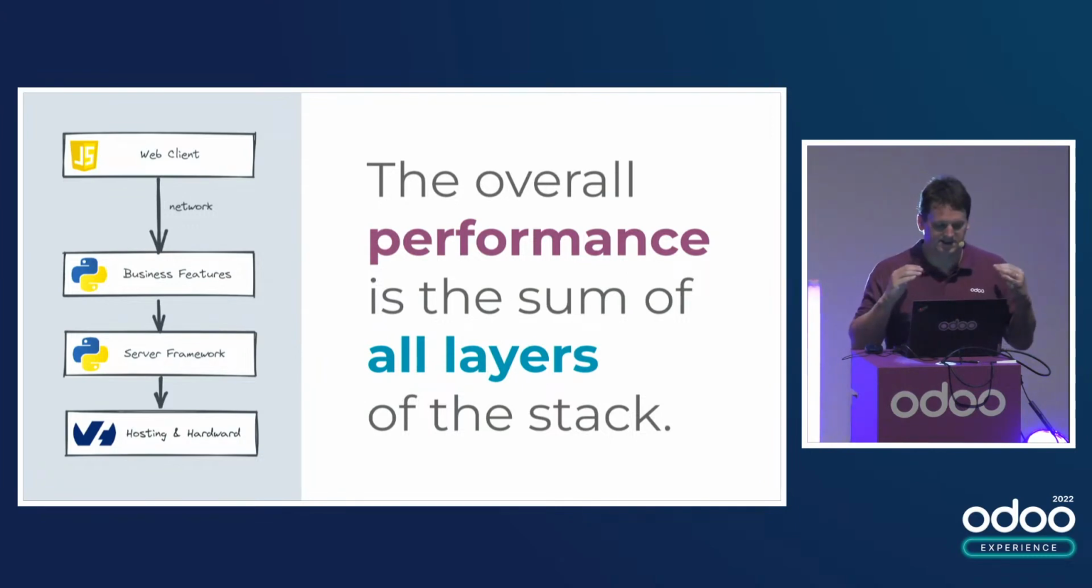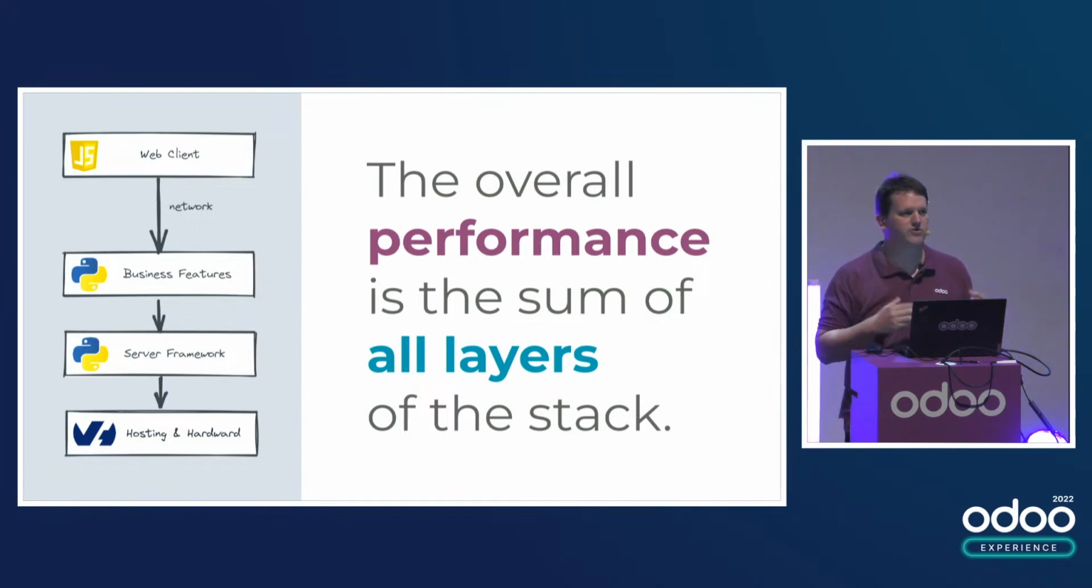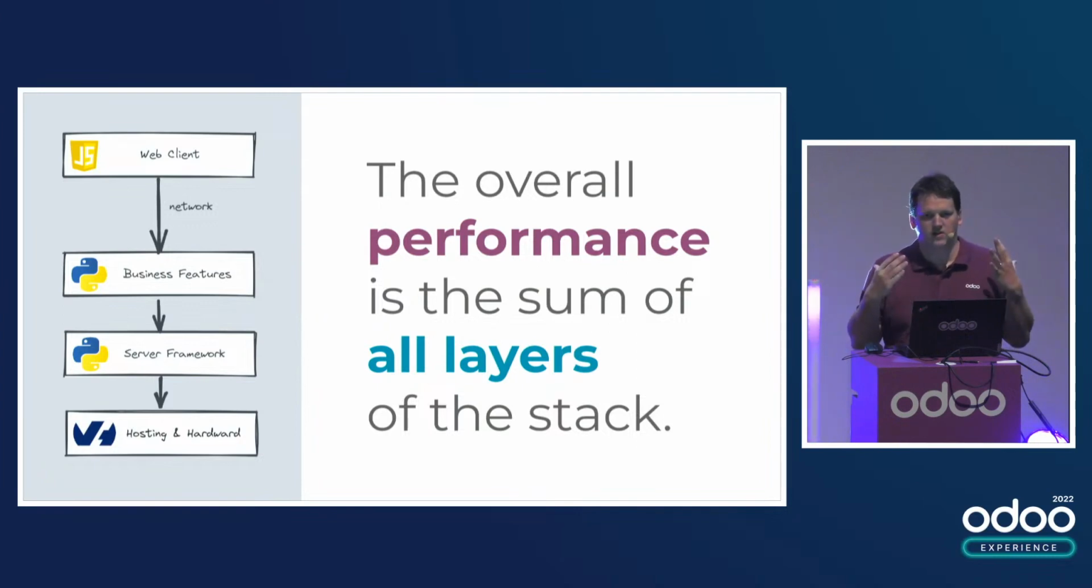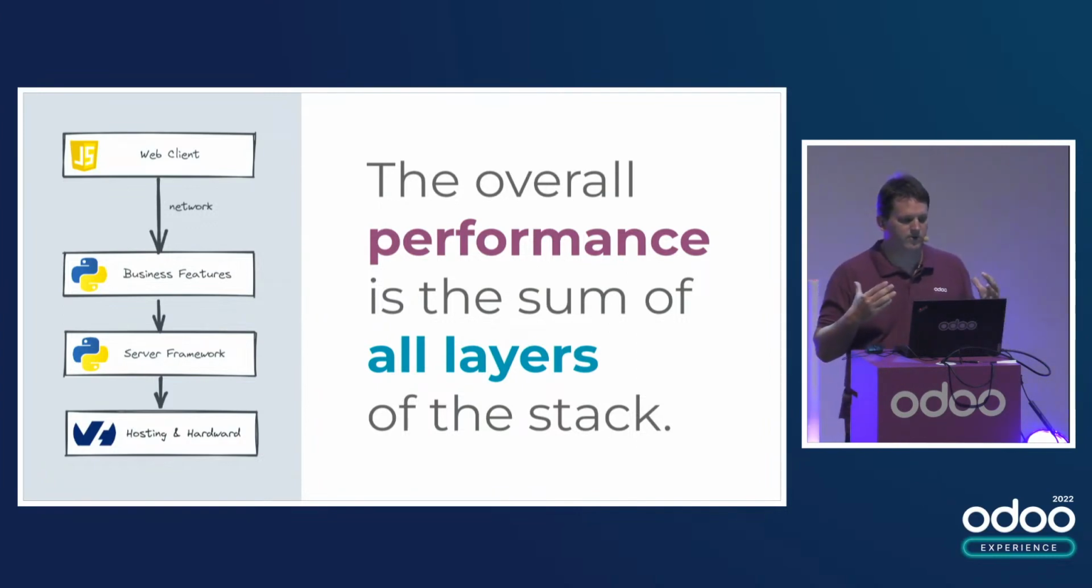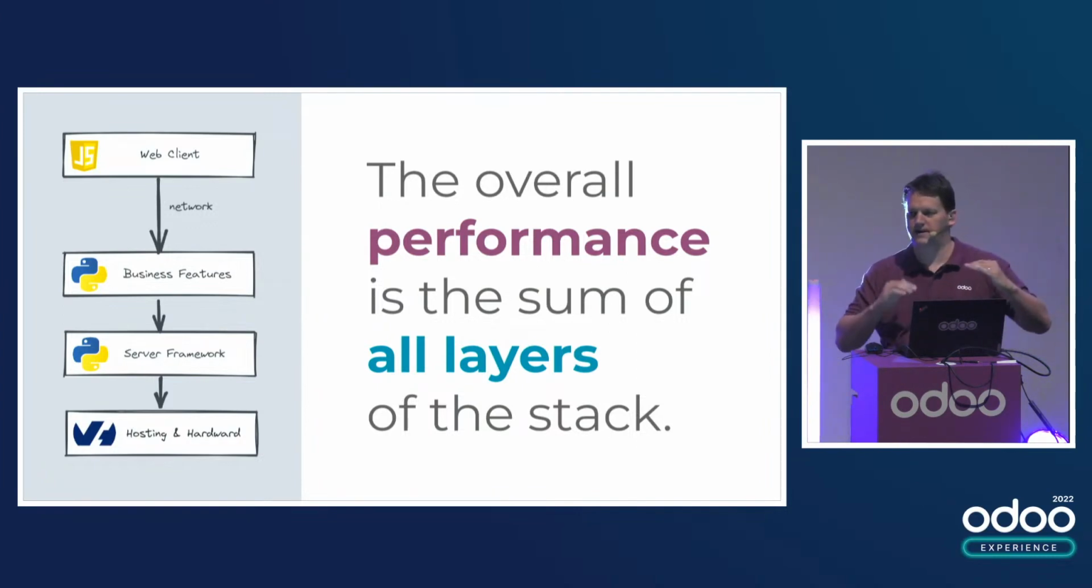So it starts with the hosting and the hardware. It has to be super fast. Then we have the Odoo server framework, Python. Then we have the business feature. And then everything is transmitted to the web client, and the browser has to be very fast. So the goal for Odoo 16 was to have all these stacks perform in less than 150 milliseconds.